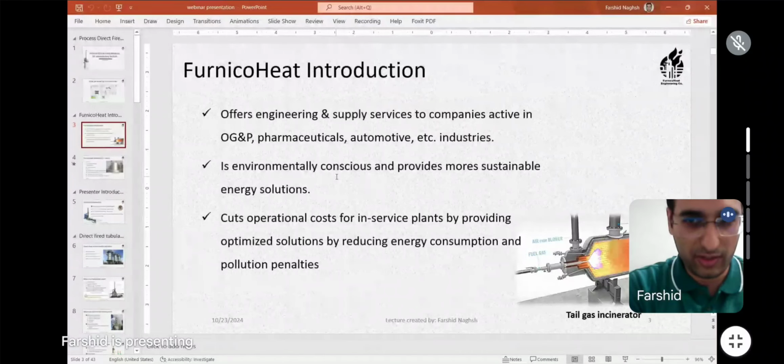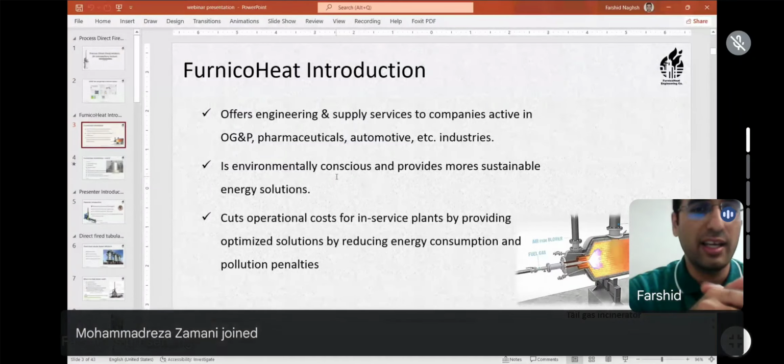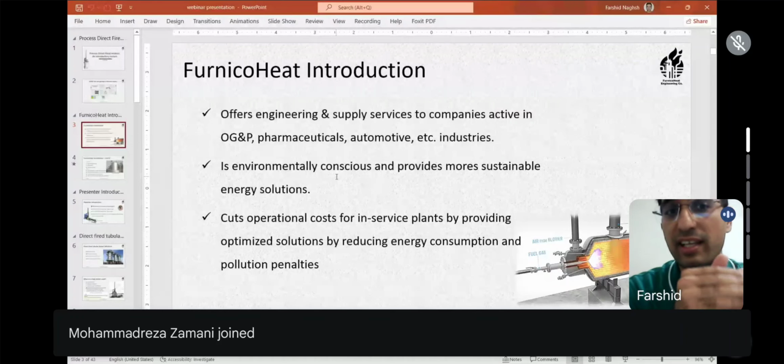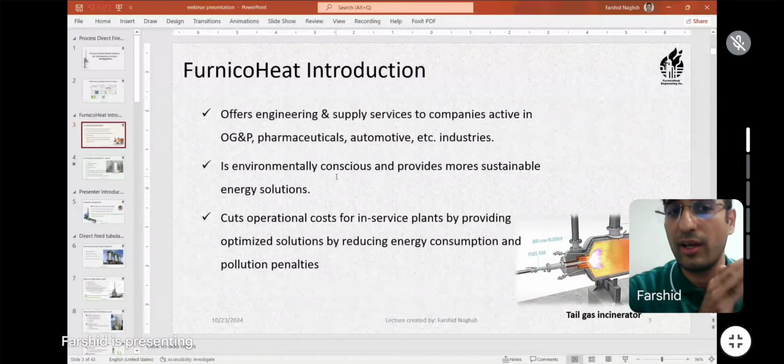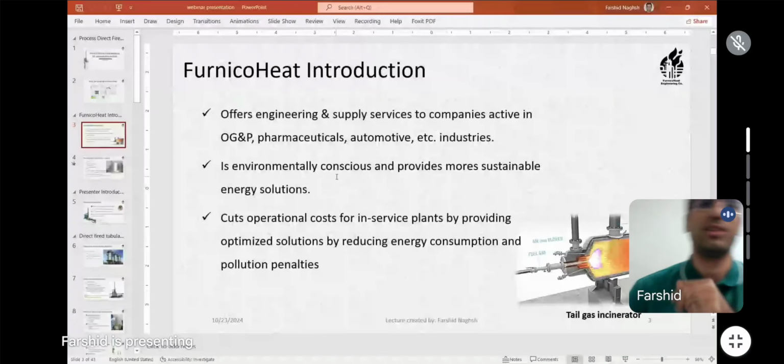So if a plant is able to reduce its energy resource usage, it will have a significant amount of operational cost cut. So a lot of money will be made during this process.